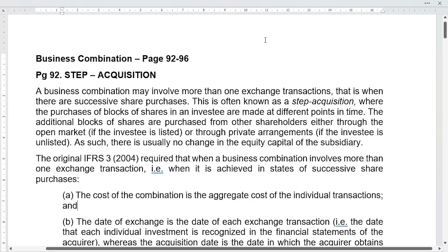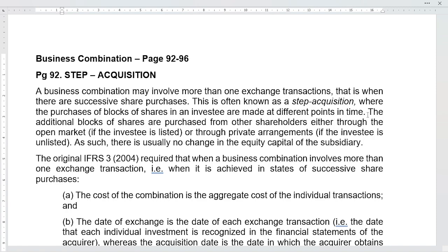Step acquisition. A business combination may involve more than one exchange transaction. That is when there are successive share purchases. This is often known as a step acquisition where the purchases of blocks of shares in an investee are made at different points in time. So, sinasabing ang business combination ay hindi lamang involved sa isang transaction pero pwede ding more than one if merong successive share purchases. In the following sentence, it is said that step acquisition is a business combination kung saan si acquirer nag-obtain ng control over an acquiree within multiple transactions.